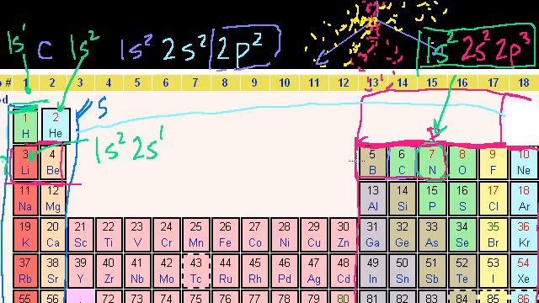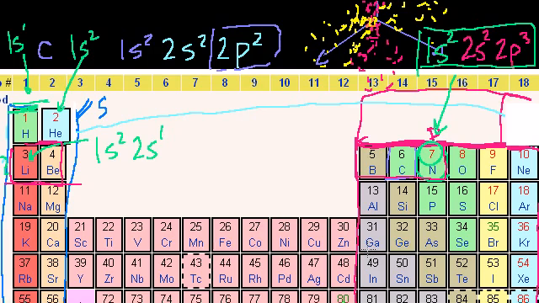And just to make sure you did your configuration right, you count the number of electrons. So 2 plus 2 is 4, plus 3 is 7. We're talking about neutral atoms, so the electrons should equal the number of protons. The atomic number is the number of protons, so we're good. 7 protons.